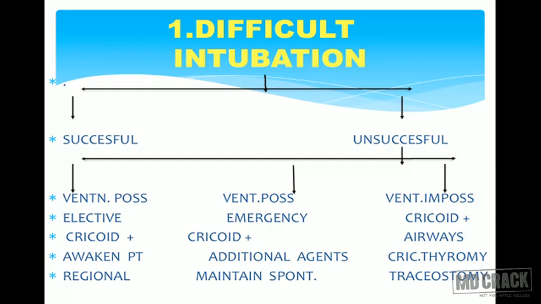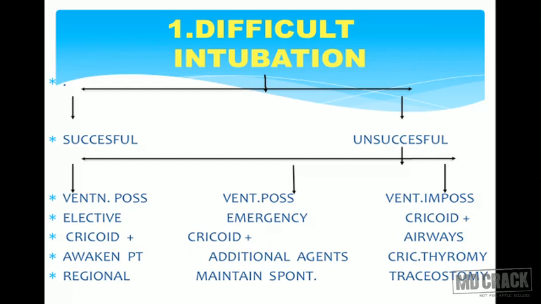It leads to a situation where you are not able to intubate and can't ventilate. In this situation, maintain the cricoid, maintain the airway with the help of airways or LMAs, and then ask for surgical help. Go for cricothyroidotomy or tracheostomy. These are the two ways by which you can save the life of the patient.